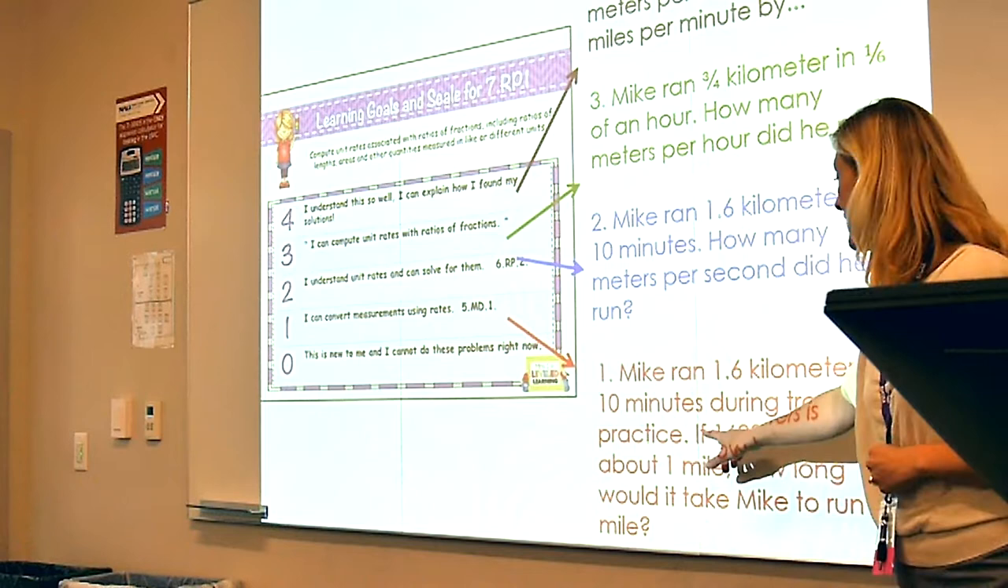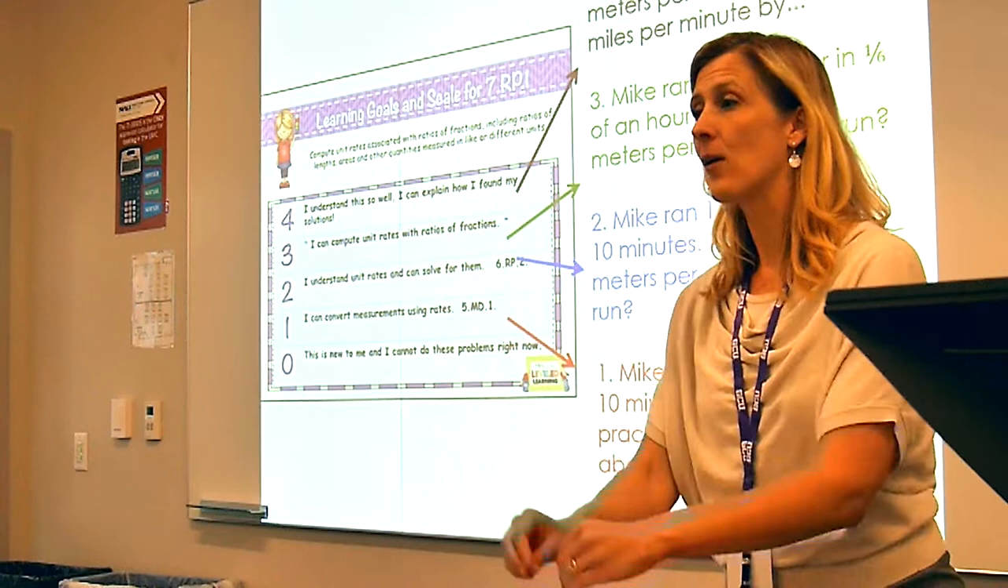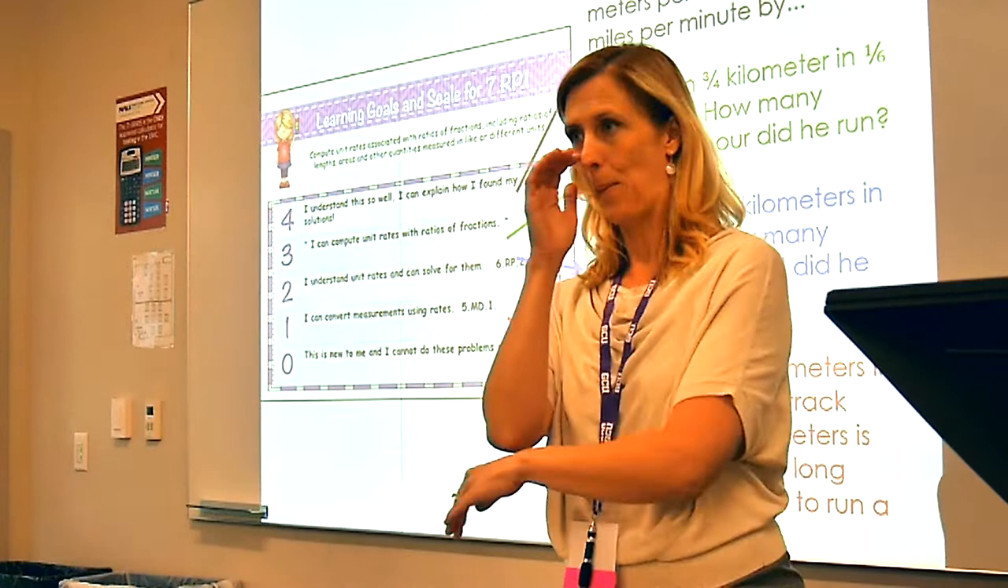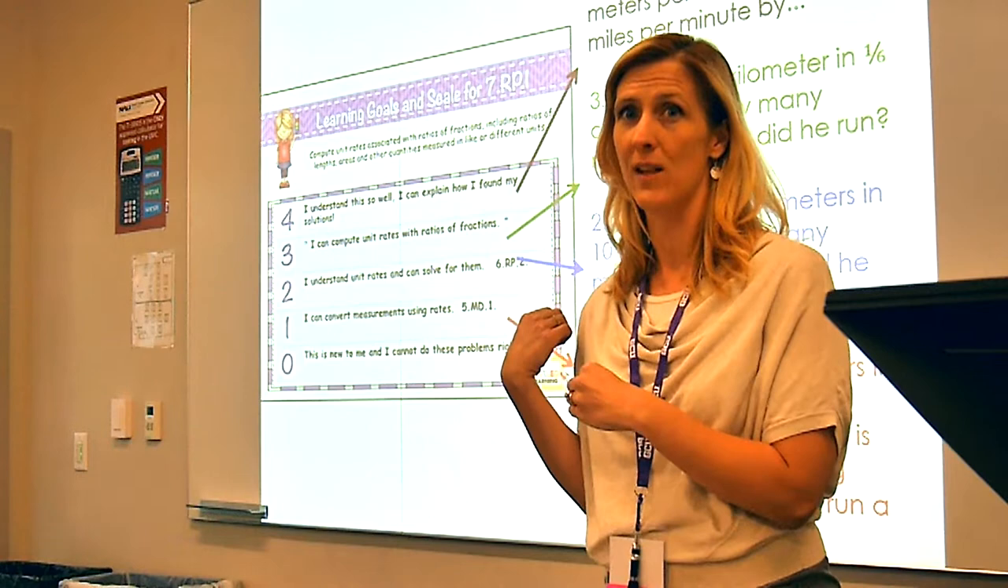Here's the question. If 1,600 meters is about a mile, how long would it take Mike to run a mile? Right now, get out a piece of paper. I want you to try this problem. So right away, what are students gonna do? Well, if your students are higher performing, you're gonna let them run with it and see what they do. If your students are really low and you know they're probably still gonna need your hand to walk through this, you might go back and say, okay, well, what do we know for sure? What do you see happening in the problem?